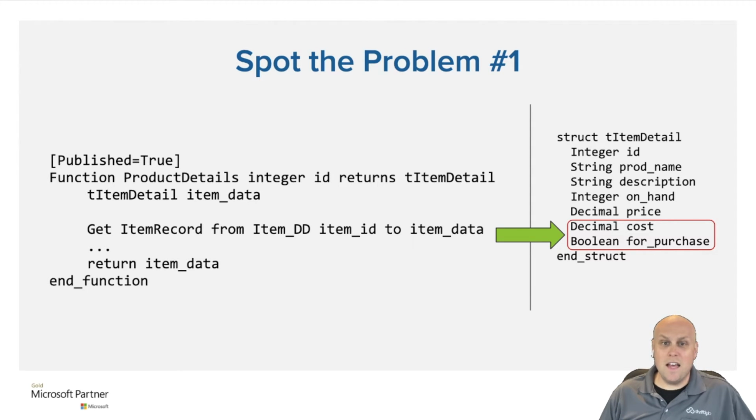Now, there's a second, less obvious issue here as well. Notice that Boolean in the structure there, the for purchase Boolean. Maybe that's used to stage items that haven't been released yet. But since we don't have any obvious check on that in place, if the ID, which as you can see for this is an integer, is guessable, you may be able to get the details of products that aren't even released yet.